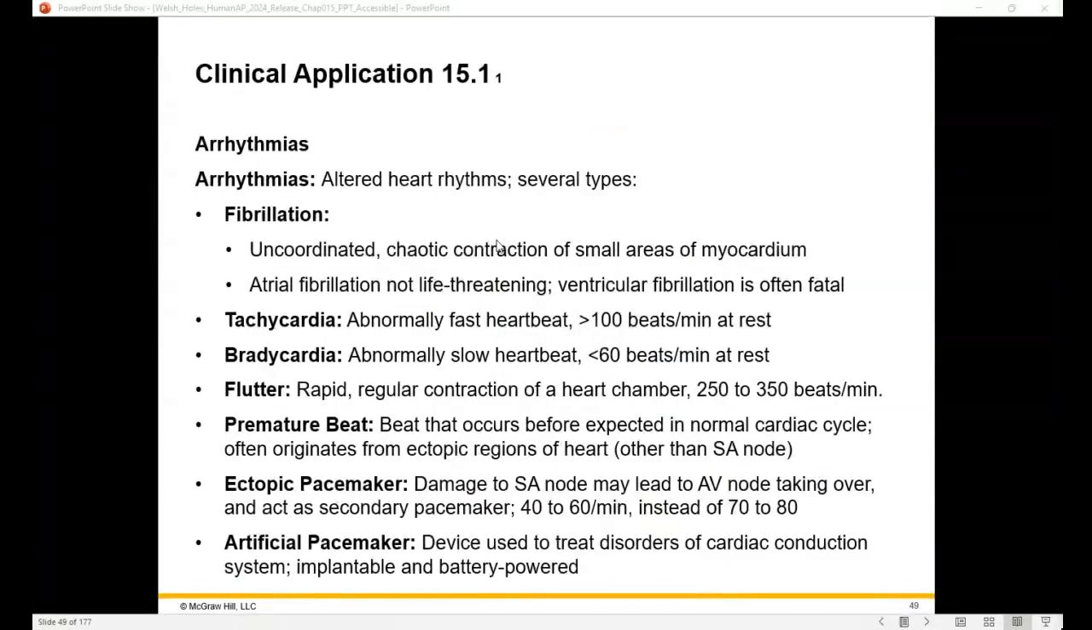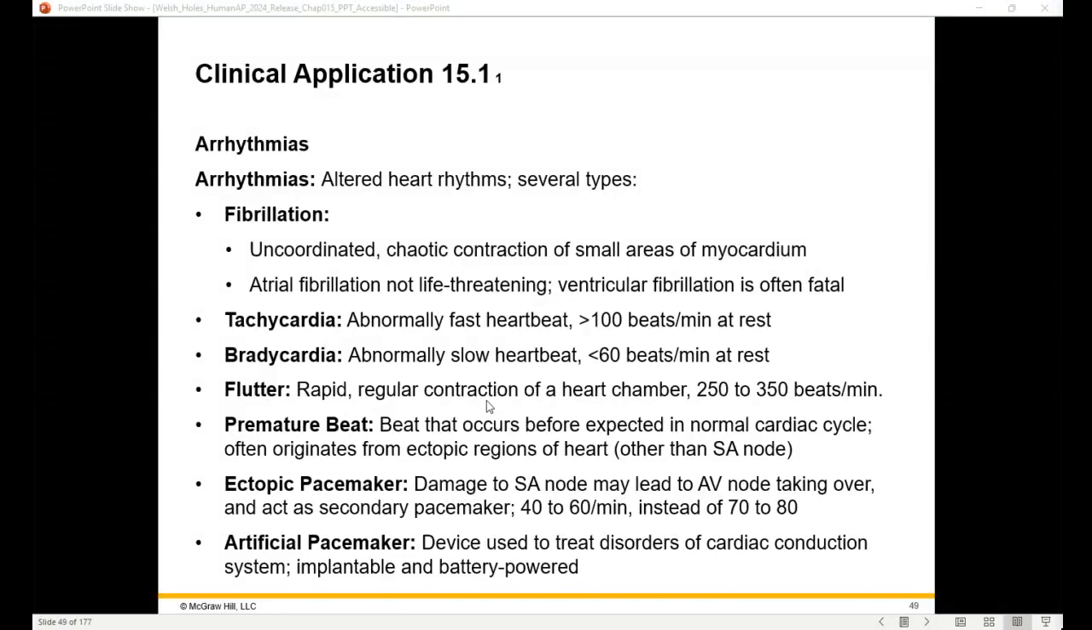Okay, clinical applications. Arrhythmias. These are altered heart rhythms, and there are several types. In fibrillation, we have uncoordinated, chaotic contractions of small areas of the myocardium. Atrial fibrillation is not life-threatening. Ventricular fibrillation is fatal. In tachycardia, we have abnormally fast heartbeats of greater than 100 beats per minute at rest. In bradycardia, we have abnormally slow heartbeats of less than 60 beats per minute at rest.